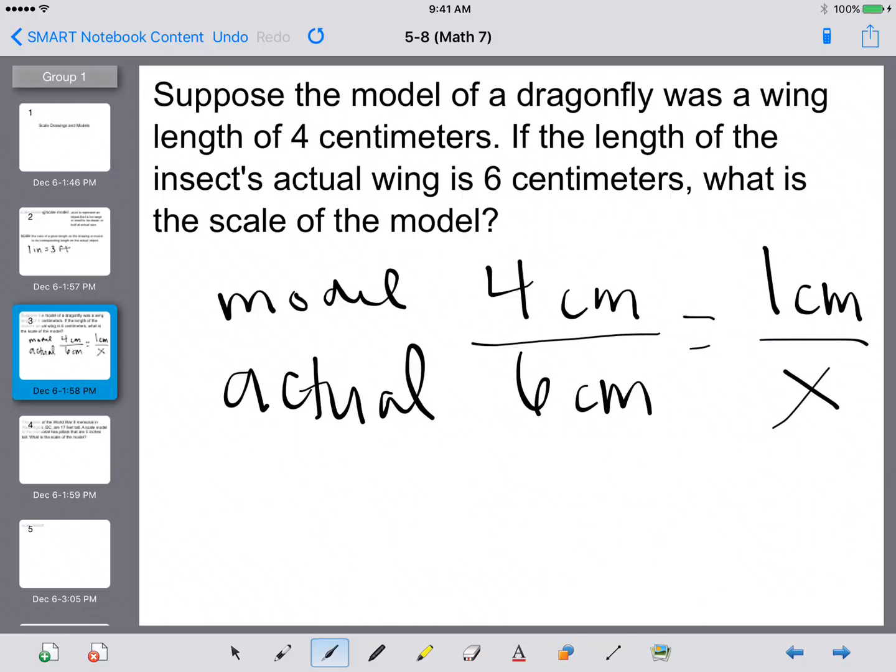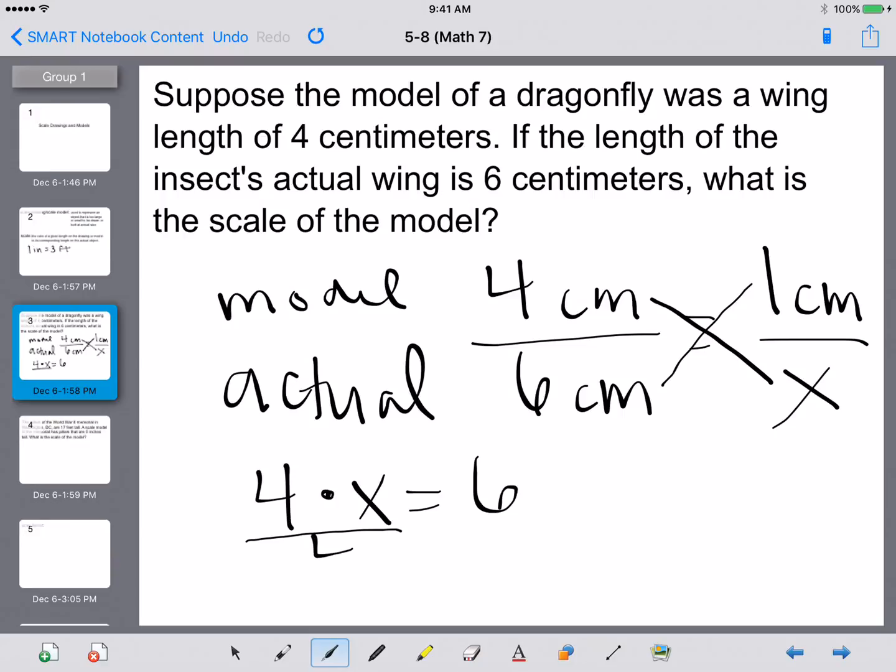And now we cross multiply. So 4 centimeters times x will give us 4 times x, and that equals 6 times 1, which is just 6. To get x all by itself, I'm going to divide by 4. What I do to one side, I do to the other. Our 4's cancel out, and we end up with x equals 6 over 4, which is the same thing as 1 1/2.